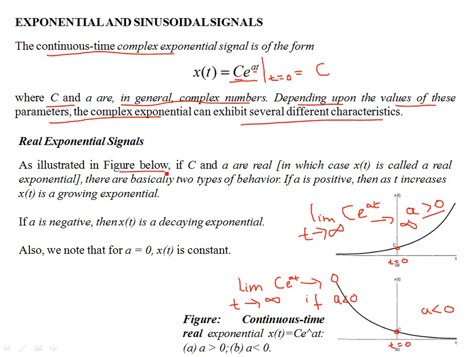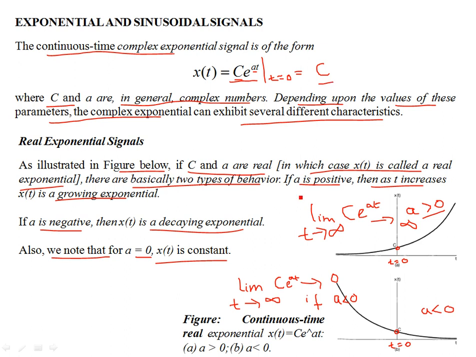As illustrated in these figures, if c and a are real, in which case x of t is called a real exponential, there are basically two types of behavior. If a is positive, then as t increases, x of t is growing exponentially. If a is negative, x of t is decaying exponentially. Also we note that for a equal to 0, x of t is constant. x of t is taking the value equal to c, which is a constant, and we said that for a real exponential, c is also real. So it's a constant.